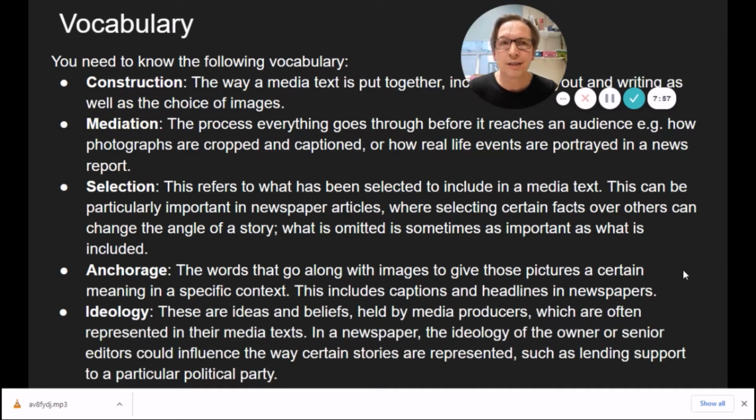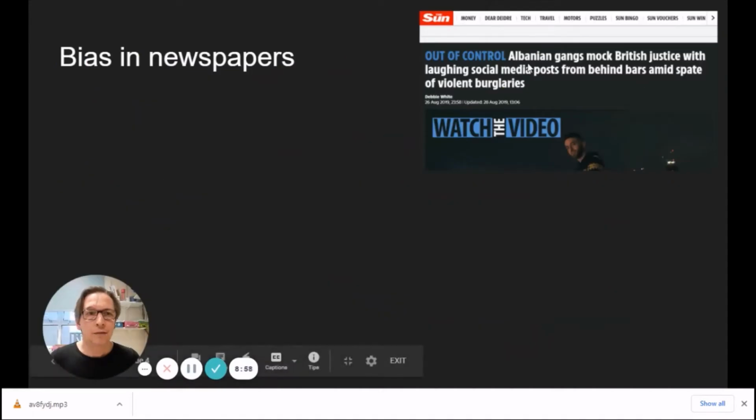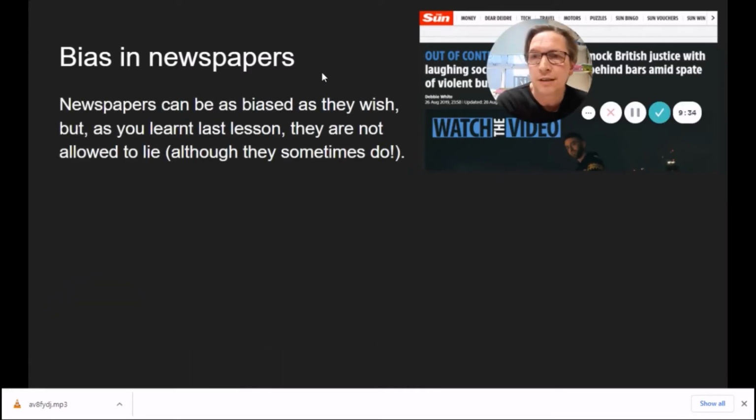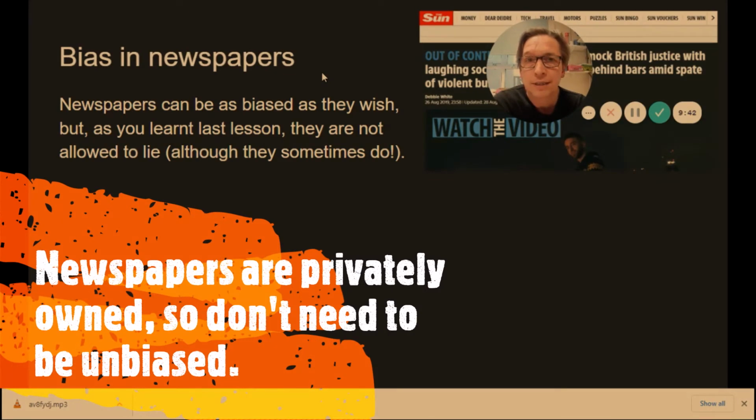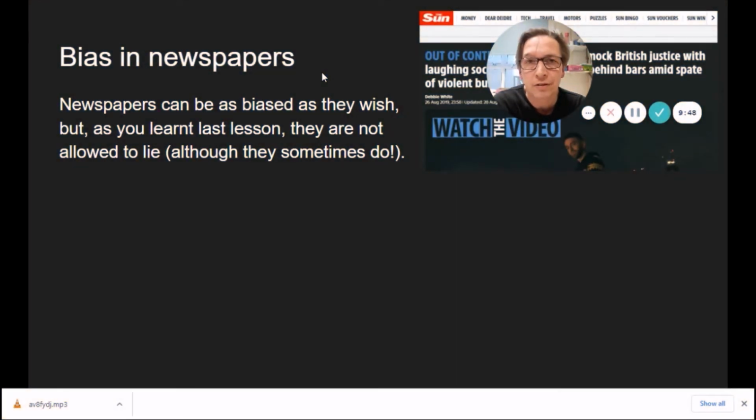And ideology. Now this is basically somebody's worldview, their ideology. Very often media producers, the people who own the newspapers, have a particular ideology that is really brought through the newspapers. So we're looking at bias in newspapers. But the thing is, there's no law against it. Newspapers are supposed to report the truth. They don't always, but they can be as biased as they want. TV news, BBC, ITV, Channel 4, and Sky News, they have to be unbiased. They have to be balanced. But there's no regulation to say that newspapers have to.